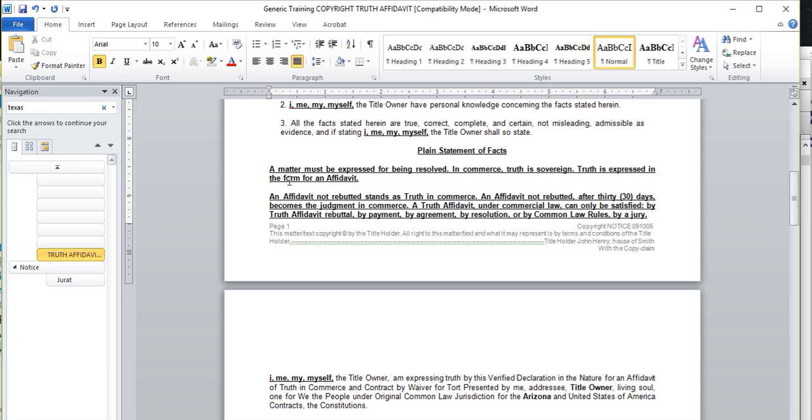Anyways, plain statement of facts. A matter must be addressed for being resolved. In commerce, truth is sovereign. Truth is expressed in the form of an affidavit. An affidavit not rebutted stands as truth in commerce. An affidavit not rebutted after 30 days becomes the judgment in commerce. A truth affidavit under commercial law can only be satisfied by truth affidavit rebuttal, by payment, by agreement in resolution, or by common law rules by a jury.